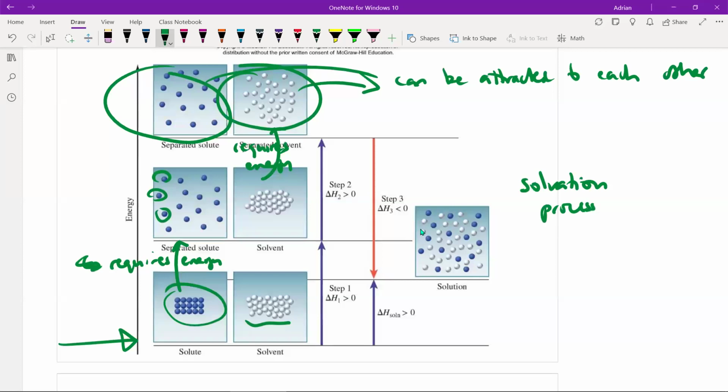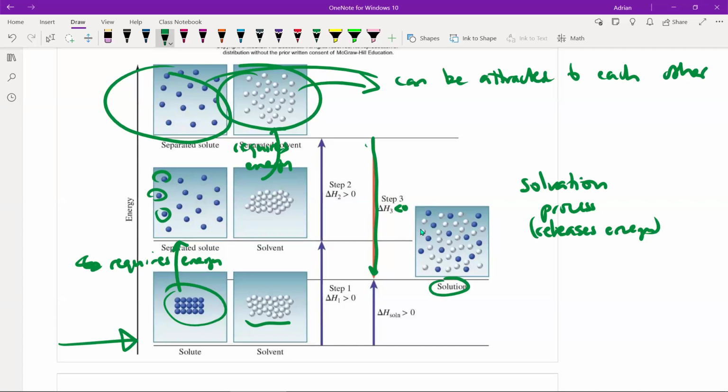As the solute particles become surrounded by the solvent, that process is going to be exothermic. It releases energy, right? Which is why we're going in this direction now. So delta H here is less than 0. And then we end up with our solution at this point.